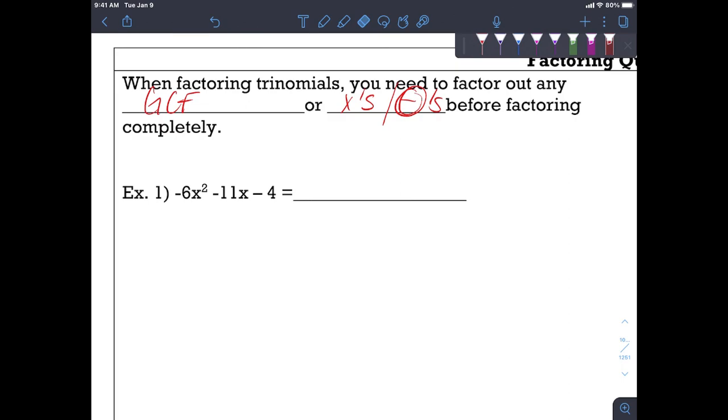I see here that they don't have any numbers in common. However, each one of them does have a negative. So I'm going to go ahead and factor out my negative. All right, so now that I've done that, I'm going to go ahead and multiply A times C.